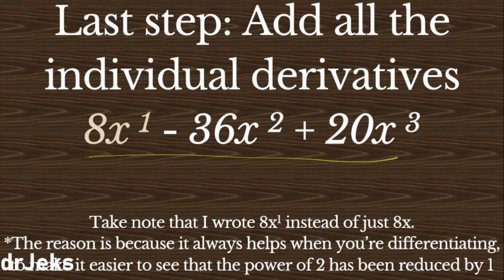As a general note, you must observe that I wrote 8x to the power 1 instead of just 8x in my answer. The major reason, like I already highlighted, is that it is useful when you're differentiating, and it also makes it easy to see that the power of 2 has been reduced by 1 if you are looking at the final derivative in comparison to the original function which you were given.